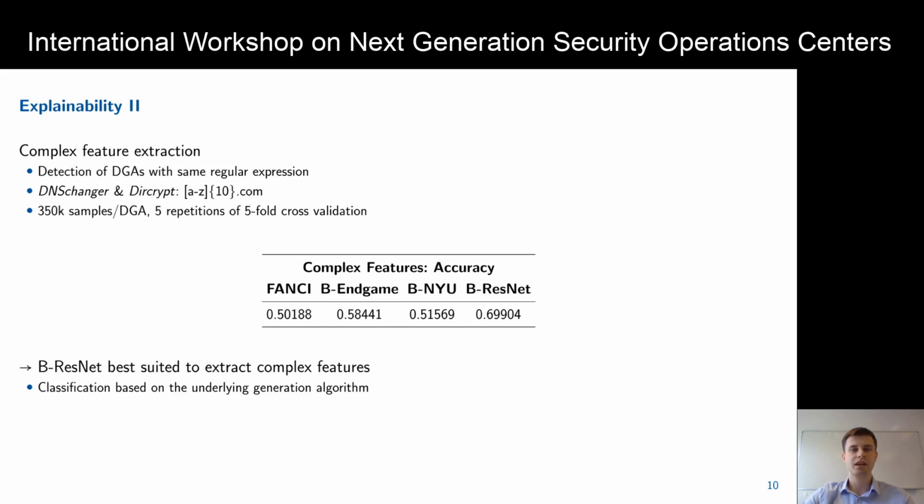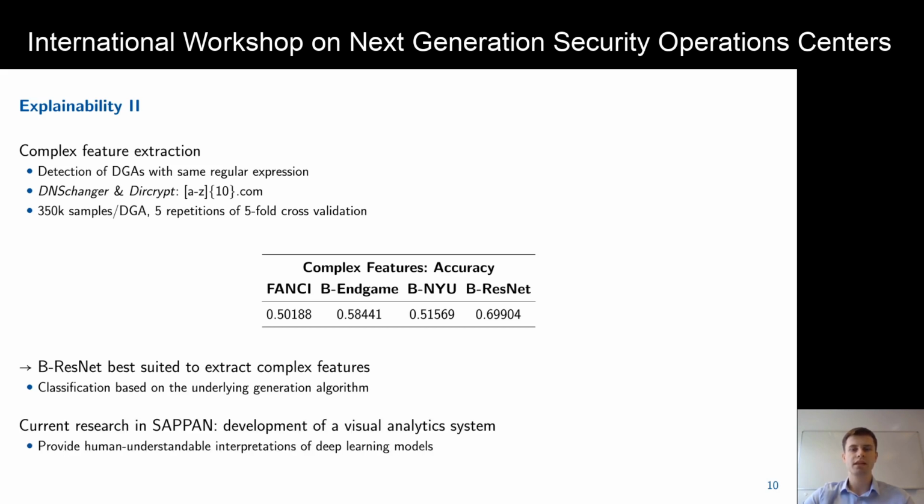The endgame classifier achieves a slightly higher accuracy, and our ResNet-based classifier outperforms all other approaches with an accuracy of over 69%. The ResNet classifier is thus able to label a huge fraction of samples based on the used generating algorithm with a probability significantly higher than random guessing. To further address the problem of the lacking explainability of deep learning models, we currently develop a visual analytics system in Zapan which tries to bridge the gap between human understandable features and the non-explainable predictions.